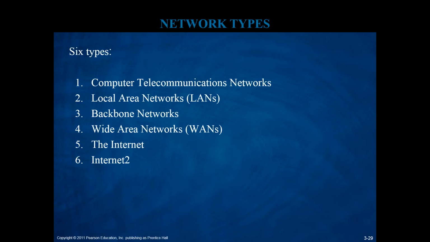Now, when it comes to network types, there are 6 general types of networks. You have the so-called computer telecommunications networks, you have local area networks or LANs, you have backbone networks, you have wide area networks or WANs, you have the internet, and also there's something called Internet 2 that is currently in development. So we'll talk about each of those types in a bit more detail.